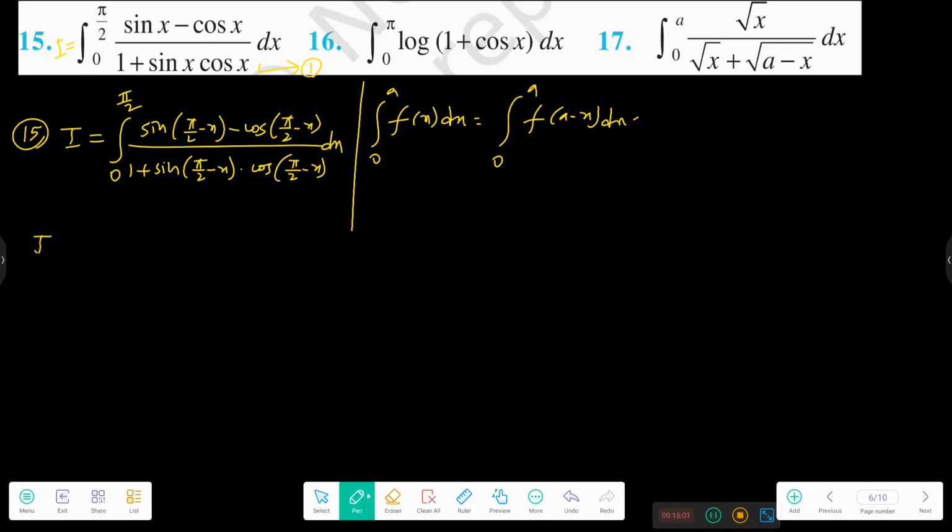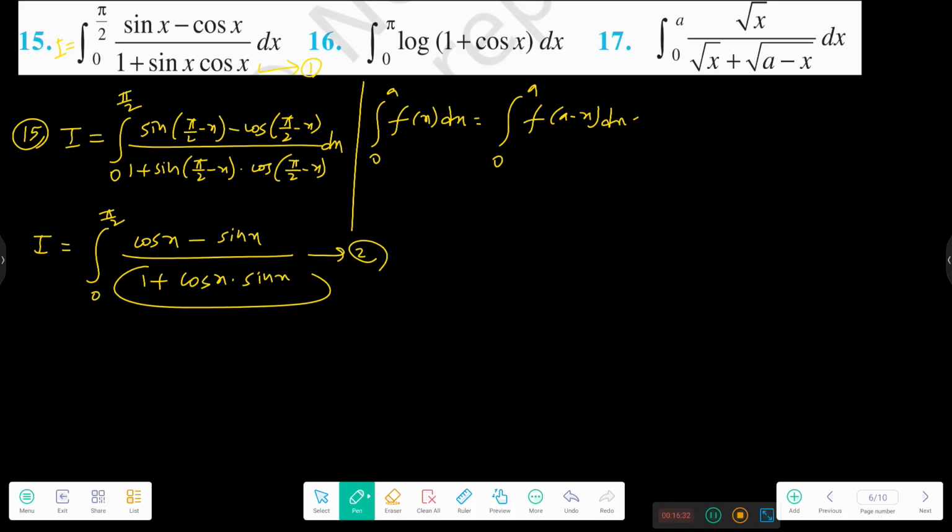Understand? Now I equal to the integral from 0 to pi by 2 of sin of (90 minus theta), which is cos theta. So what you will be getting? Cos x minus, here cos of (90 minus theta) is sin theta, which means sin x, whole divided by the denominator. In the denominator, sin became cos and cos became sin. This is the answer number 2. Even though in the denominator you can see 1 plus cos into sin, the denominator is the same in both 1 and 2.